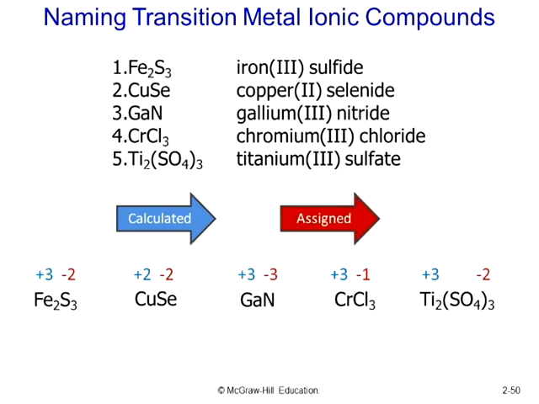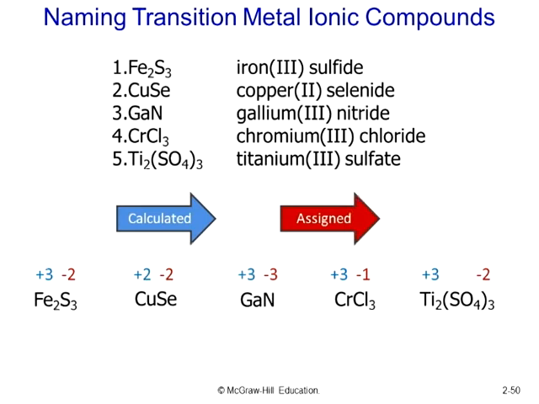Therefore, chromium must be a +3. Assign Roman numeral 3. And we look at titanium sulfate. Sulfates are polyatomic with a charge of -2 as the standard. Therefore, titanium is a +3 so that we can have electronic neutrality.